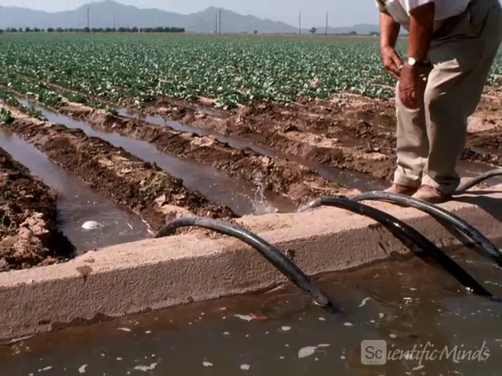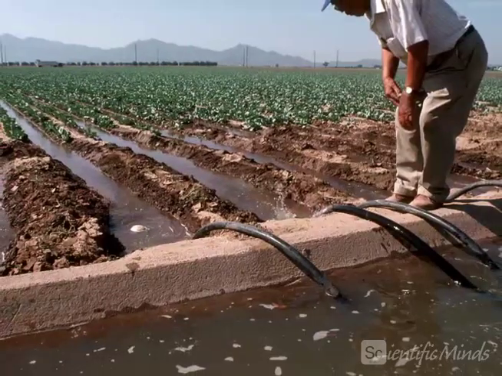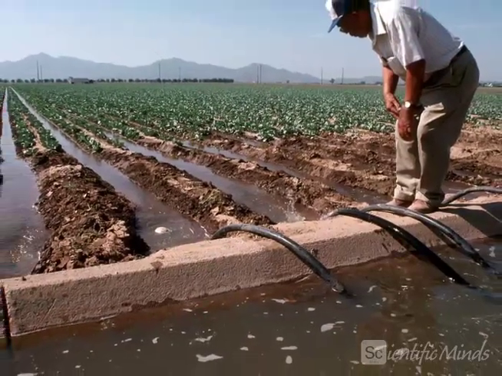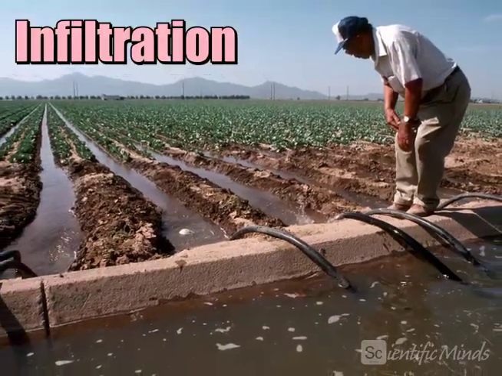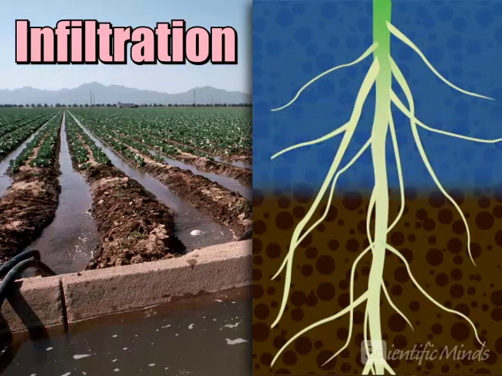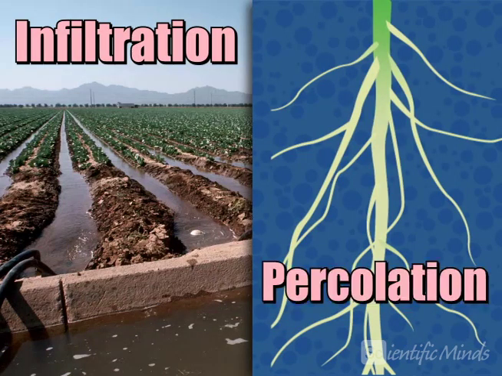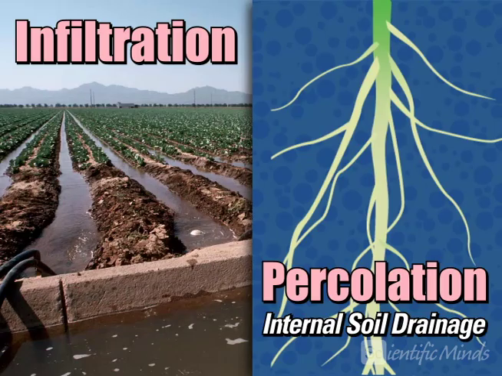A soil's ability to hold water is as important as its ability to drain. The process of water soaking into the soil is called infiltration. Once water is absorbed into the soil, it moves downward and fills all the pore spaces. This downward movement is known as percolation, or internal soil drainage. A soil with good structure has enough airspace to allow water to infiltrate and percolate.